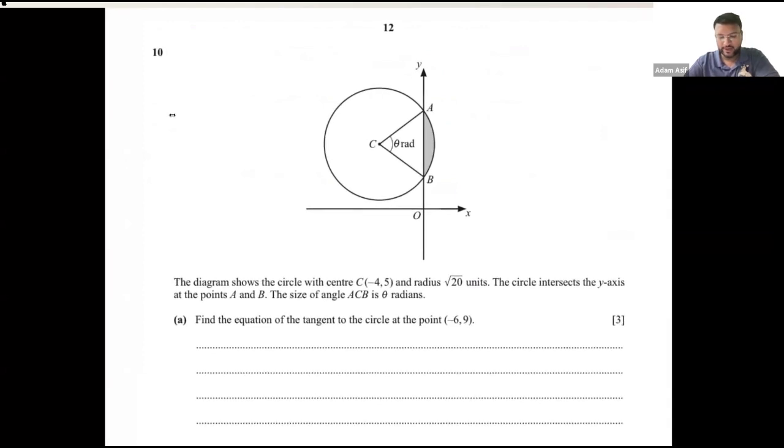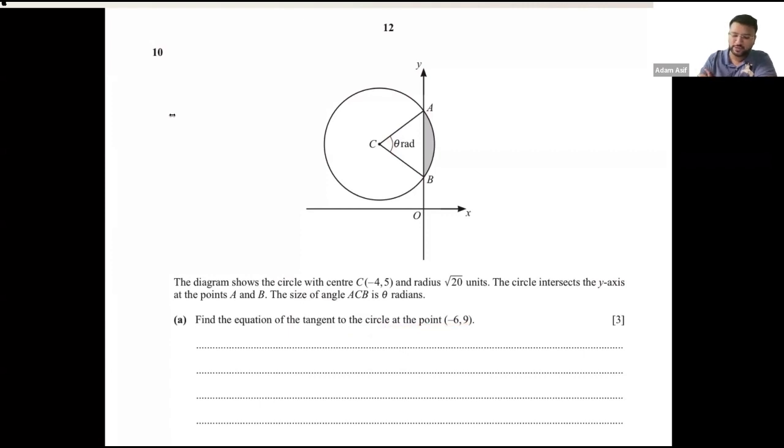ओके. The diagram shows the circle with center C and radius square root 20. The circle intersects the y-axis at the points A and B. The size of the angle ACB is theta. Find the equation of the tangent to the circle at the point (minus 6, 9). We need to find the equation of the tangent to the circle at this point.